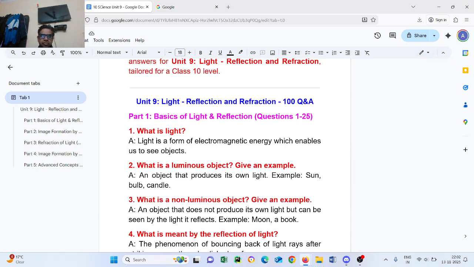What is a luminous object? Give an example. An object that produces its own light is called a luminous object. Example: sun, bulb, candle. What is a non-luminous object? Give one example. An object that does not produce its own light but can be seen by the light it reflects. Example: moon and a book.